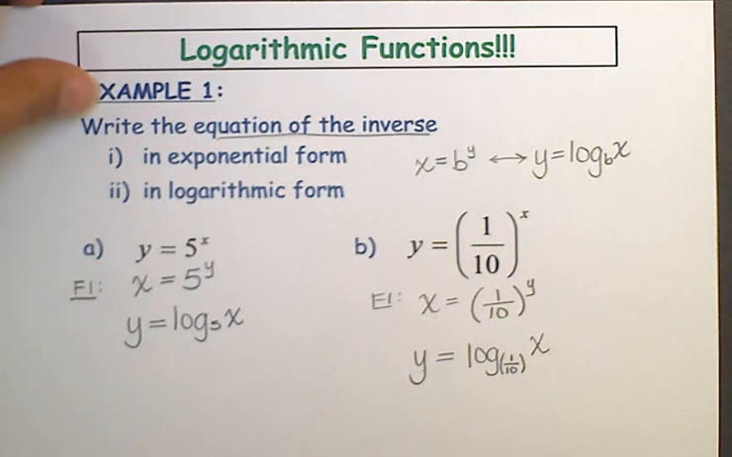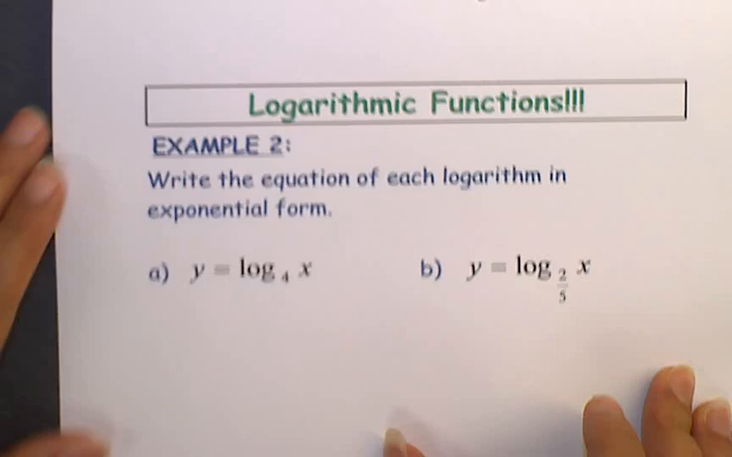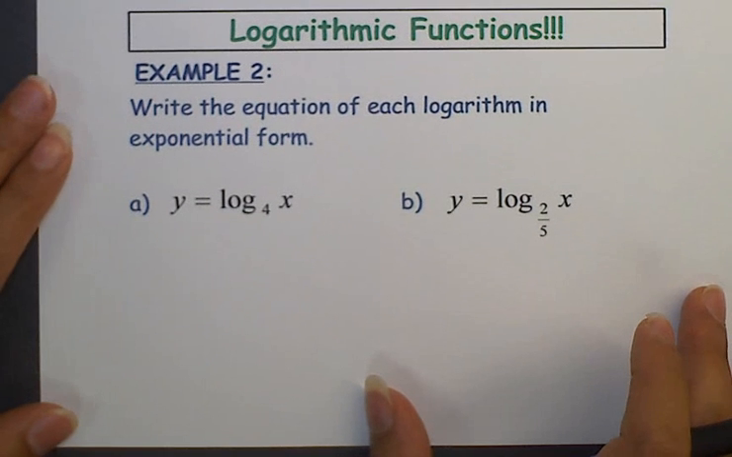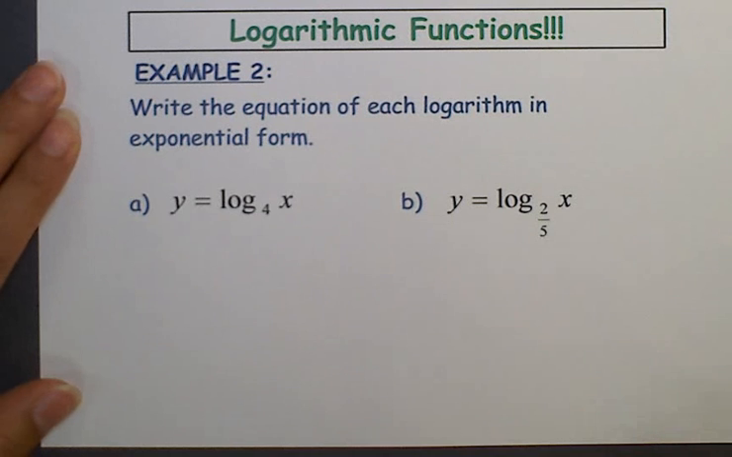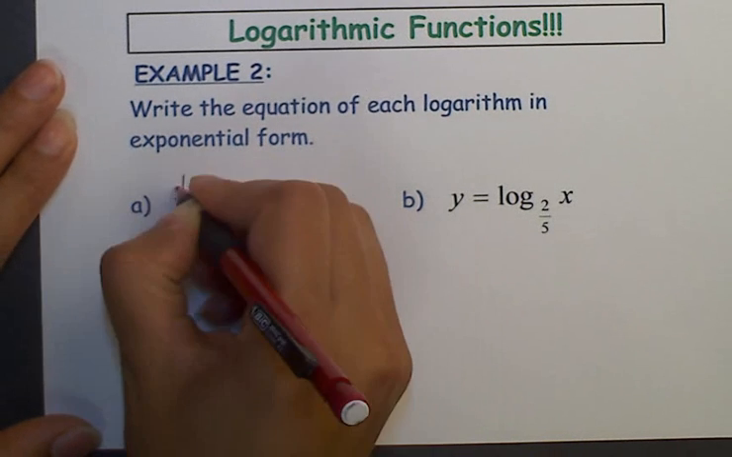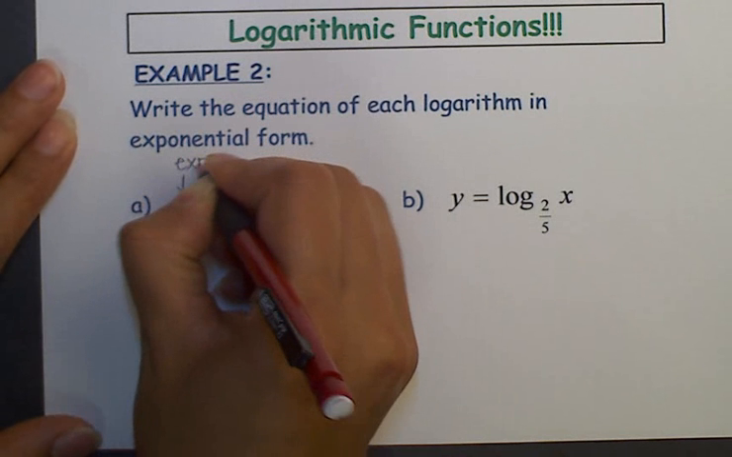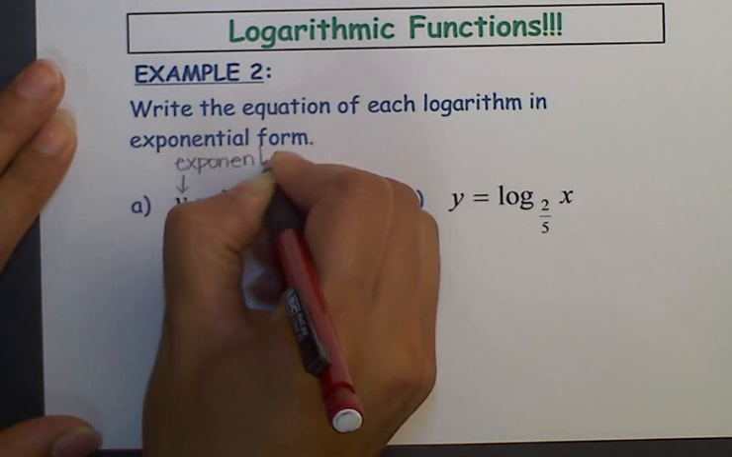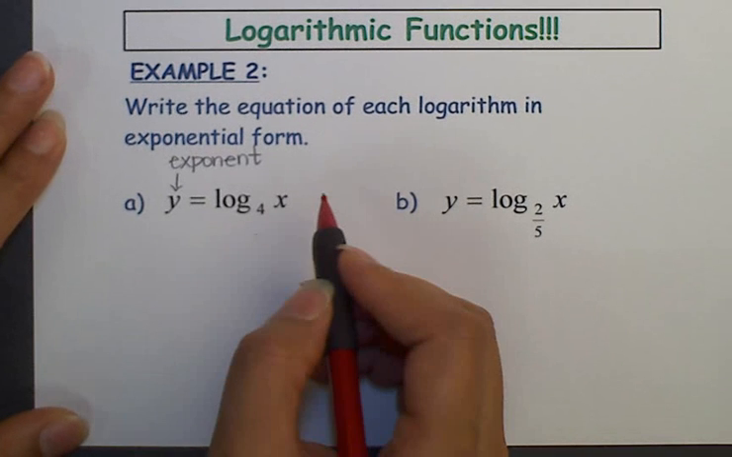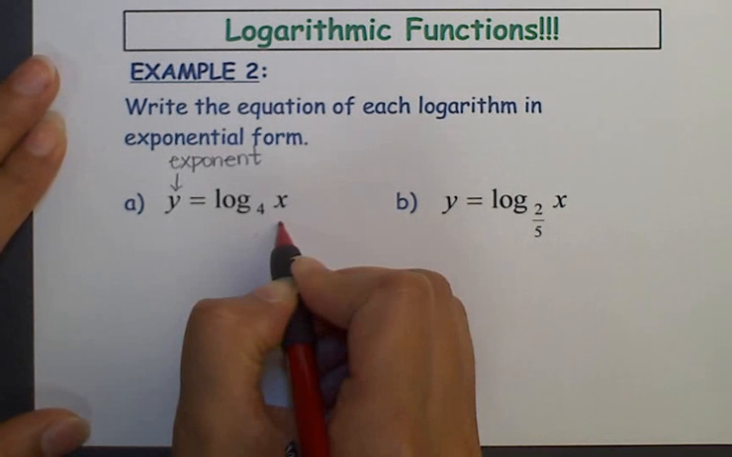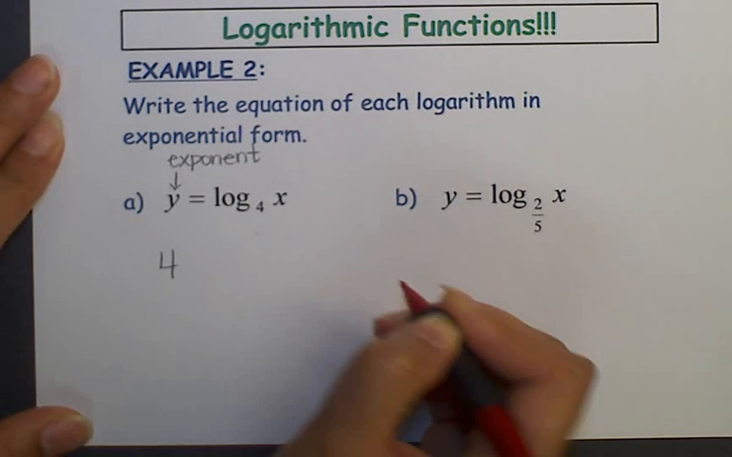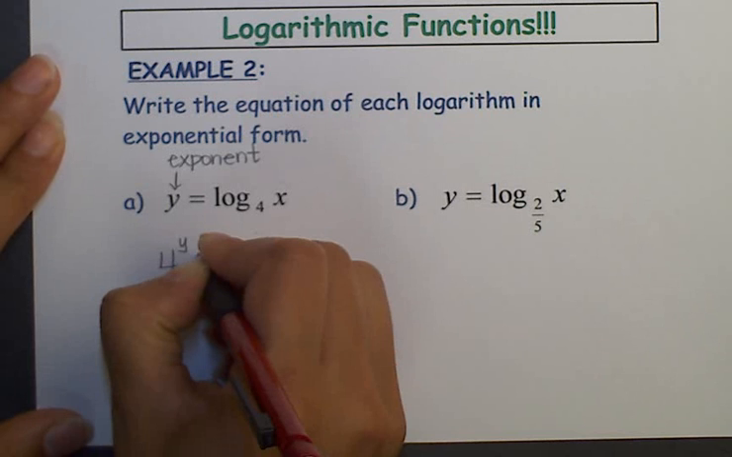Okay, let's take a look at the second example. So it asks us to write the equation of each logarithm in exponential form. So you're sort of working backwards. Remember that a logarithm represents an exponent, so this part here will be our exponent. The base is obvious at this point that the value is 4, and then the answer that you get will be an answer of x. So in exponential form, this would be a base of 4 to an exponent of y, giving you an answer of x.